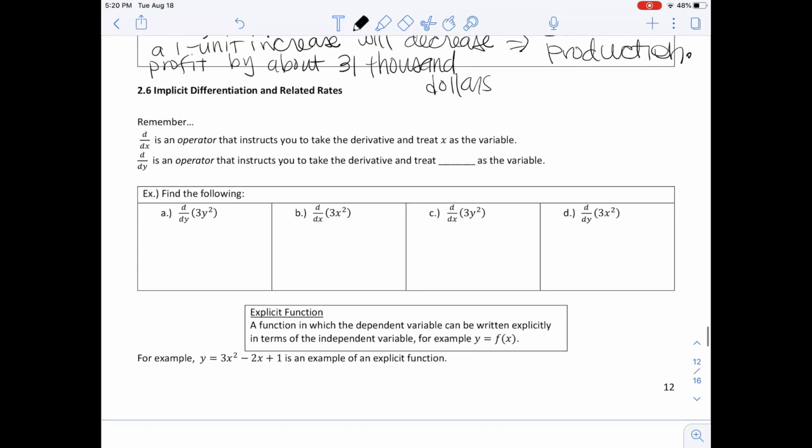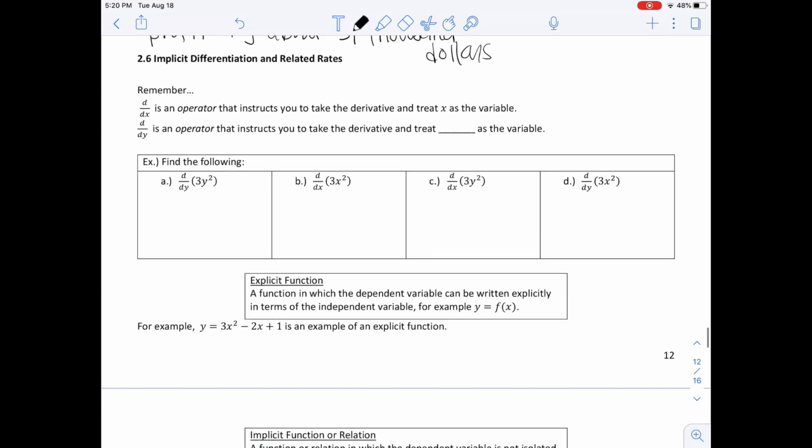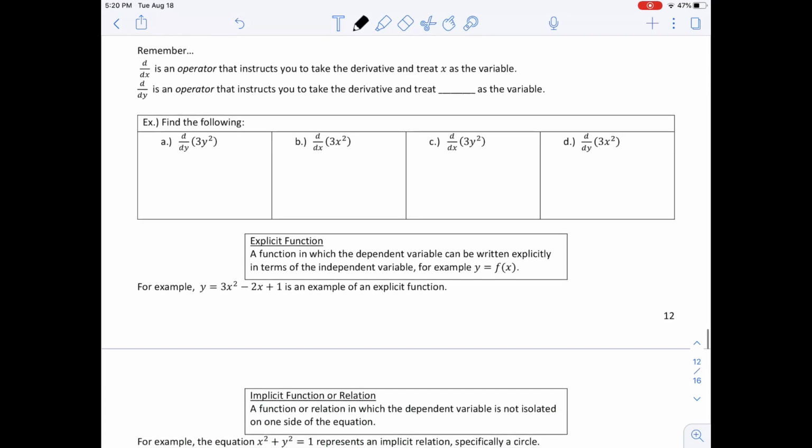The next section that we have is 2.6, which is implicit differentiation and related rates. This is a challenging section, and definitely the more practice that you have, the better off you will be. First thing is, remember that d/dx is an operator that instructs you to take the derivative and treat x as the variable, whereas d/dy is an operator that instructs you to take the derivative and treat, this time, y as the variable.